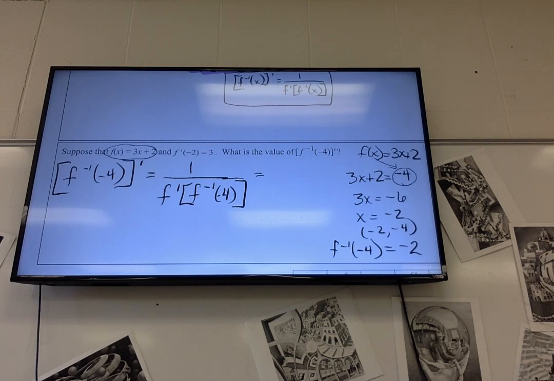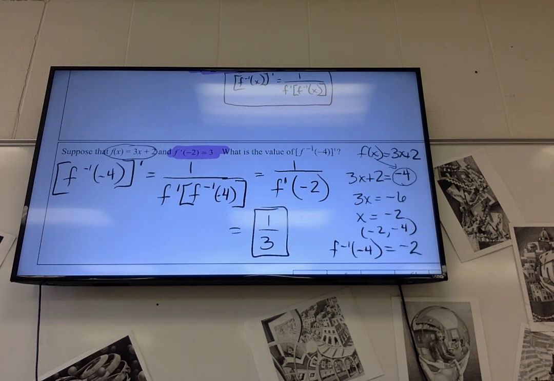Thank you. So 1 over f prime of f inverse of negative 4, which is negative 2. And we have that, which is right here. f prime of negative 2 is 3. Why can't I do that? So your answer is 1/3.